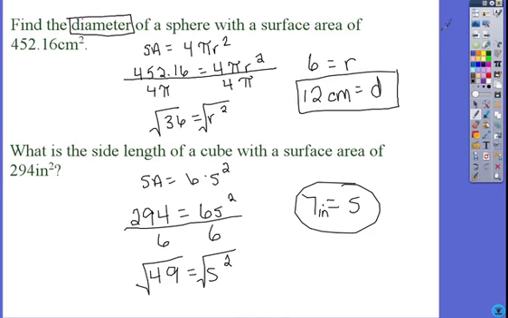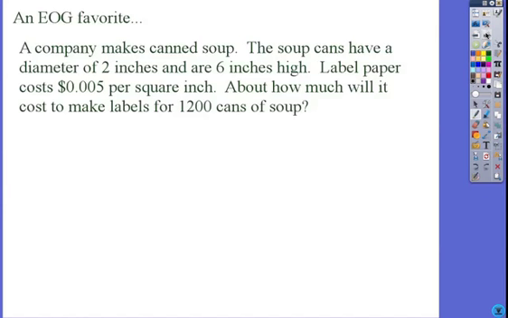Okay? And lastly, I want to look at one that's kind of an EOG favorite, and it has to do with cylinders. So a company makes canned soup. Most of the time cans are cylindrical in shape, so we're going to be dealing with a cylinder here. The soup cans have a diameter of 2 inches and are 6 inches high. Label paper costs 0.005 cents per square inch. About how much will it cost to make labels for 1,200 cans of soup?